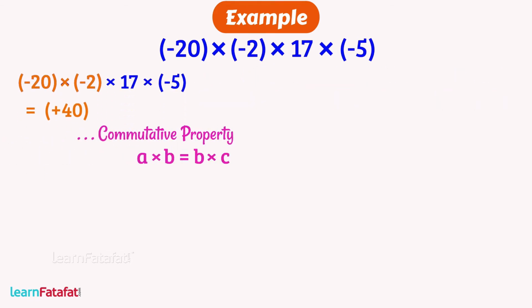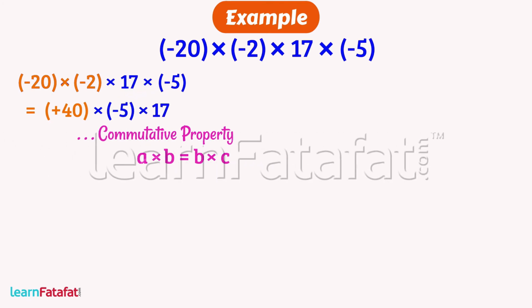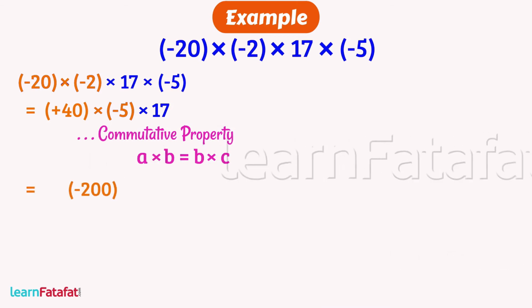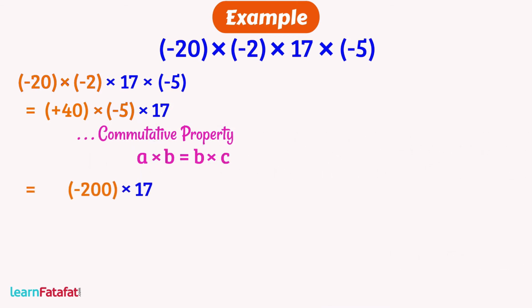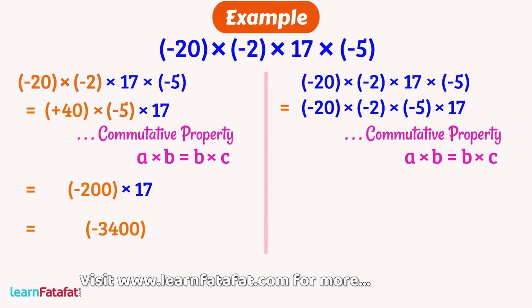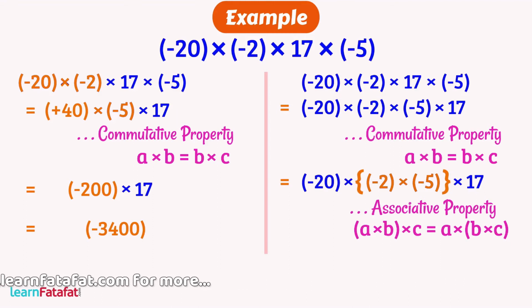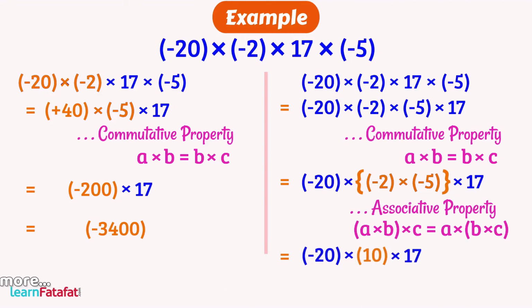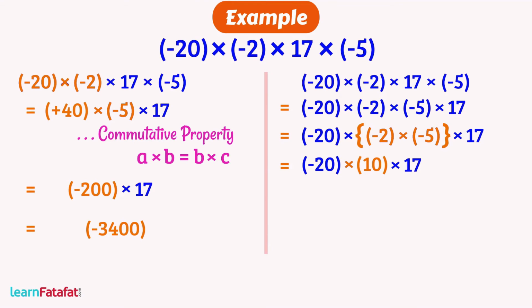Then with the help of commutative property, we can change the order like this. Multiplication of 40 and minus 5 is minus 200. Finally, multiplying these two numbers, we get the answer minus 3400. Someone finds it better to change the order like this and then form a group of these two numbers, solving which gives 10. Then multiplying it with minus 20 makes minus 200, which on multiplication with 17 results in minus 3400.